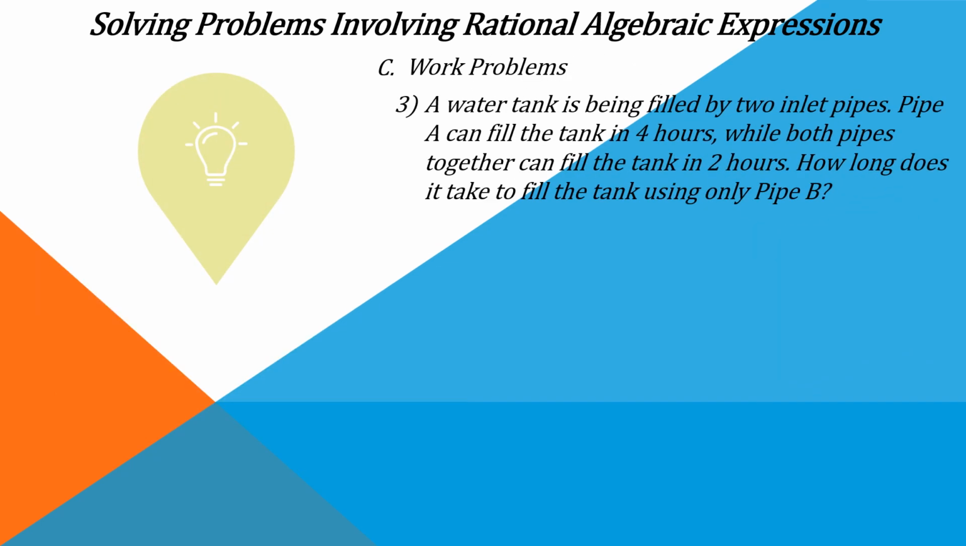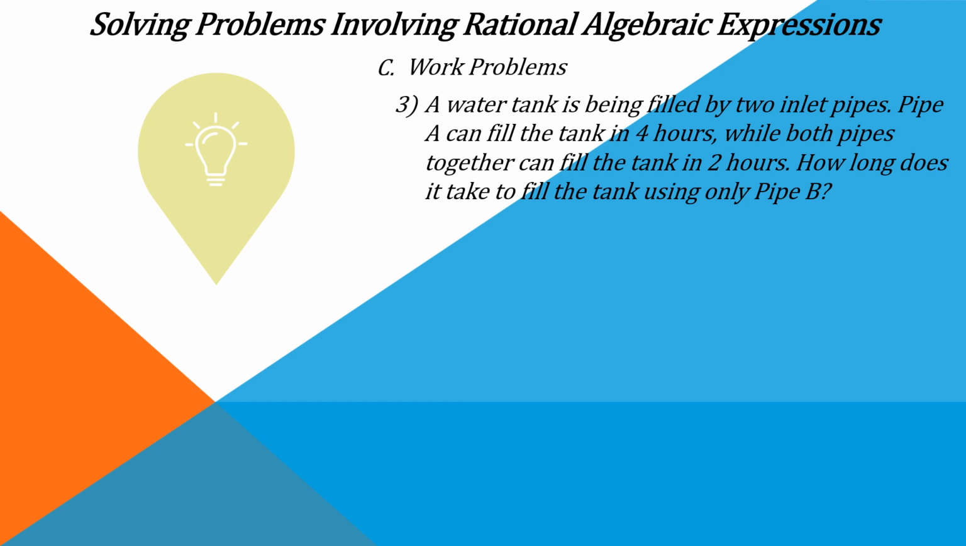Let us go to example number 3. A water tank is being filled by two inlet pipes. Pipe A can fill the tank in 4 hours, while both pipes together can fill the tank in 2 hours. How long does it take to fill the tank using only pipe B?